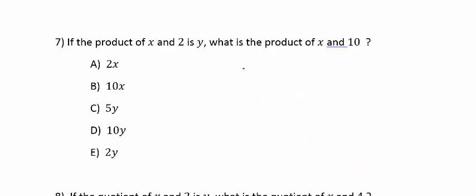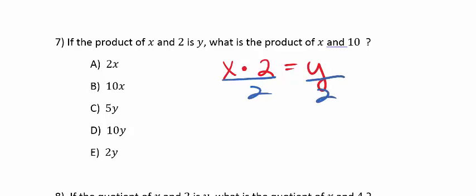If the product of x and 2 is y, well, product means times, of x and 2 is y. We want to know what the product of x and 10 is. Well, to solve for x here, we're going to have to divide both sides by 2 to get x alone. And so we get x is equal to y over 2.